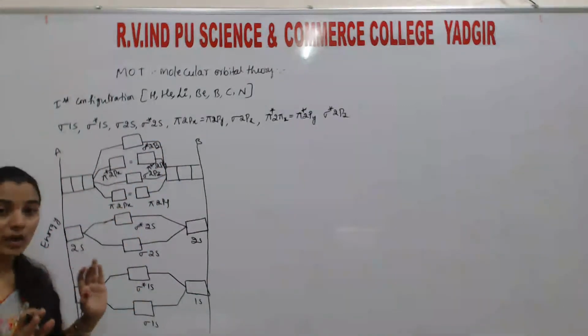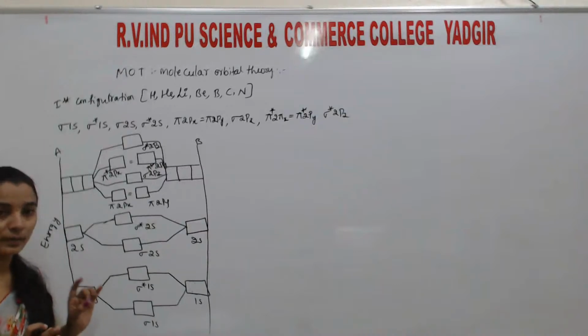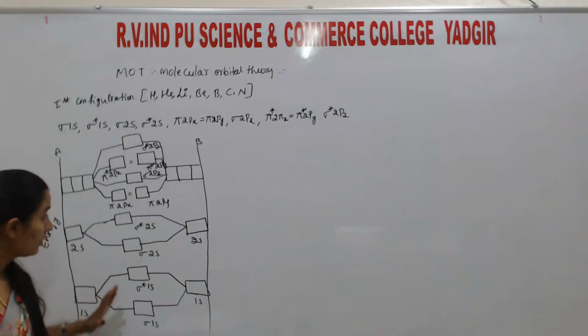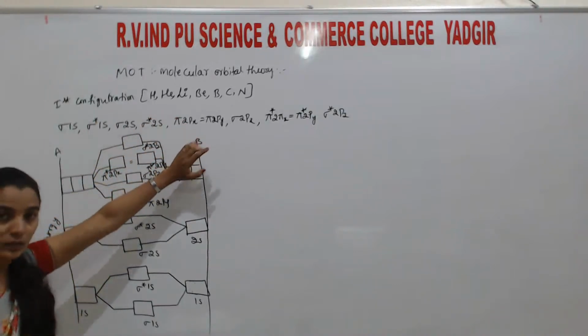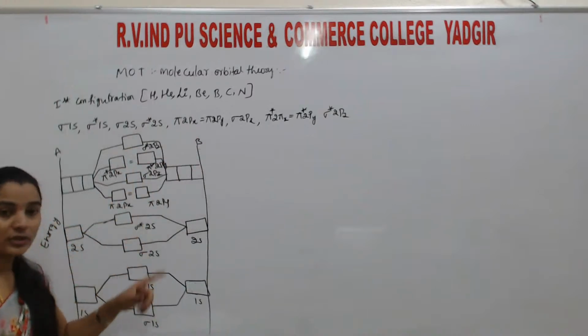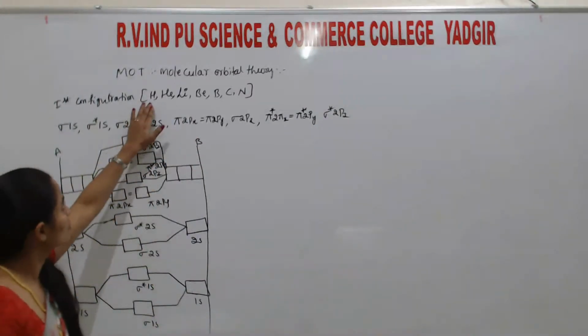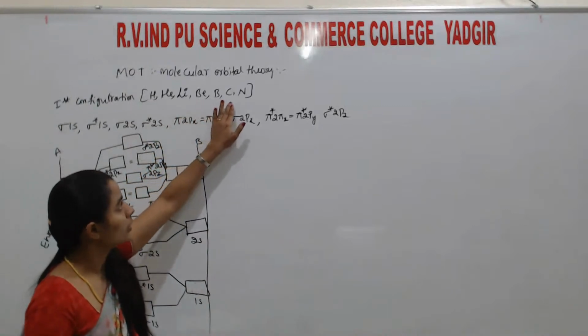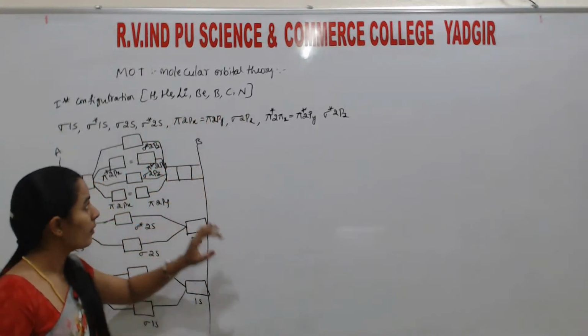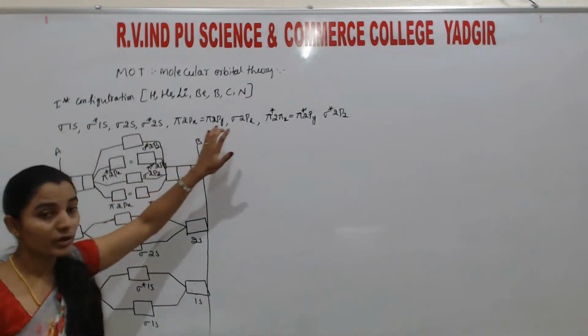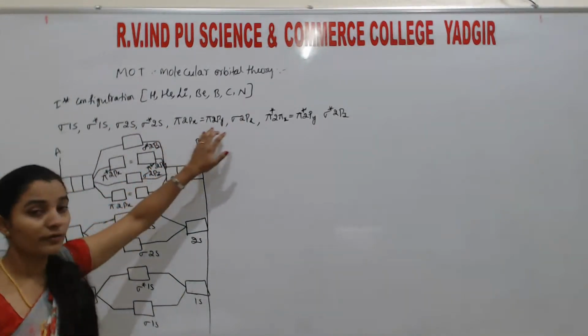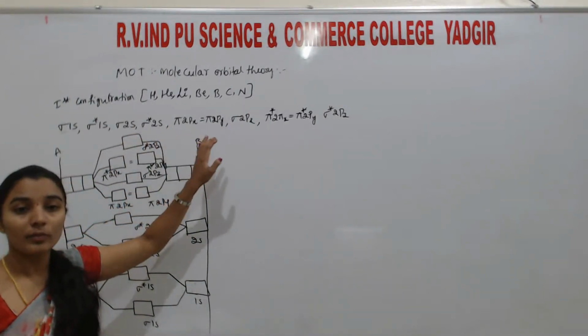This is how to write the molecular orbital. Are you getting it? So here the complete molecules are involved. So this type of configuration is for which molecules? Hydrogen, helium, lithium, beryllium, boron, carbon, nitrogen. Next remember, this is the electronic configuration of the molecular orbitals.